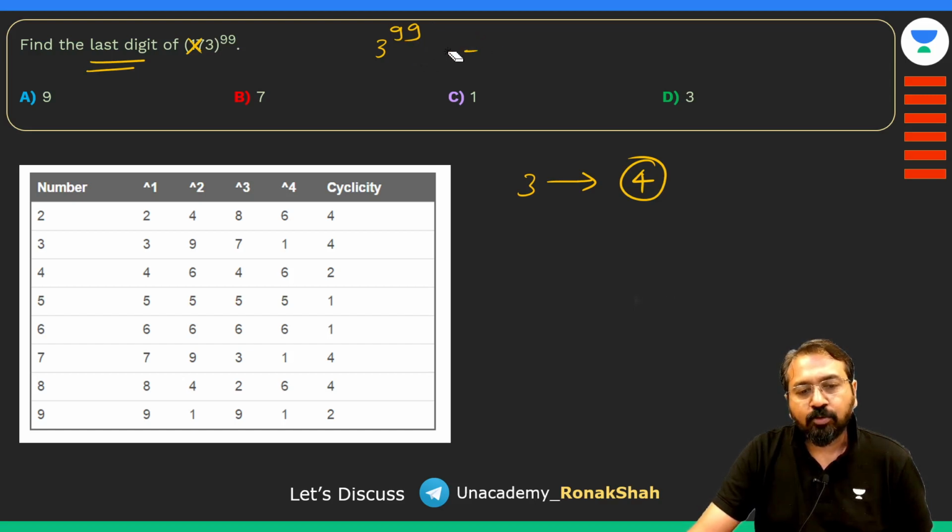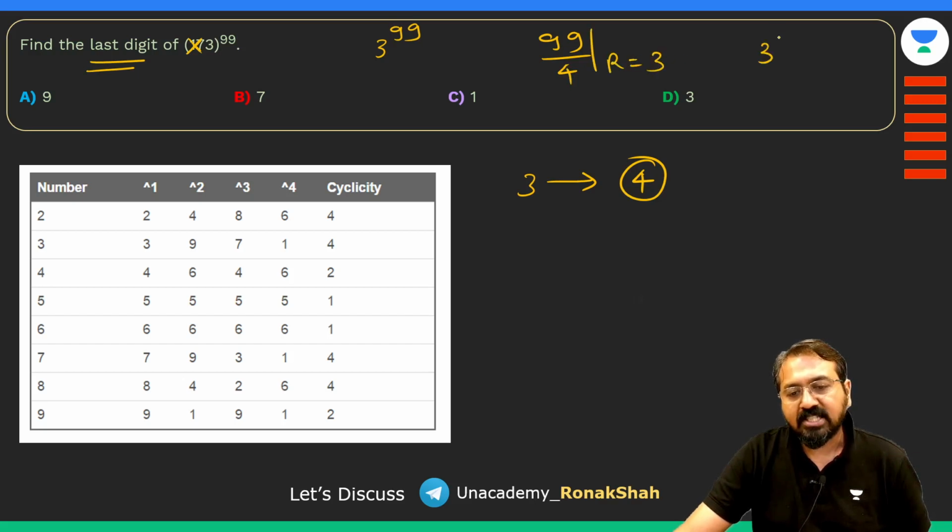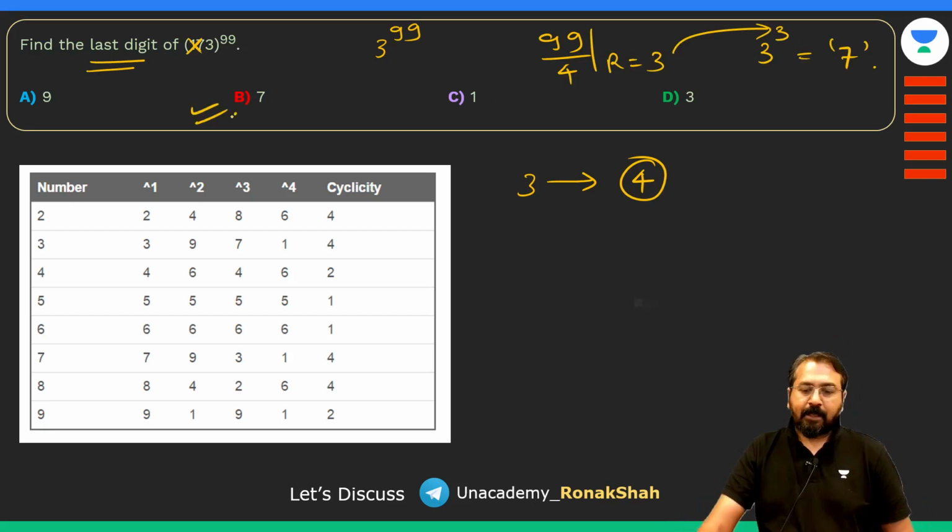So let me just write it over here. 99 divided by 4, the remainder is 3. Very easy to make out. So our last digit will be equal to the last digit of 3 raised to 3, that is 7. So answer for this question should be 7, right?